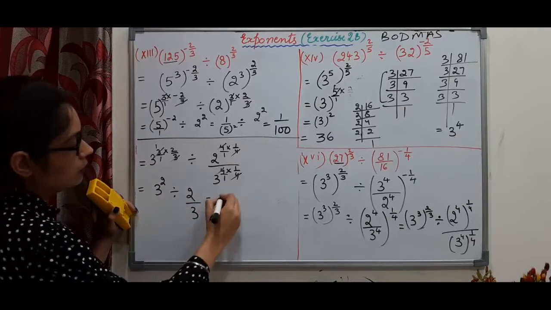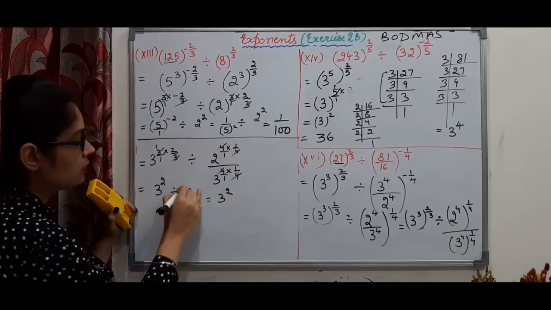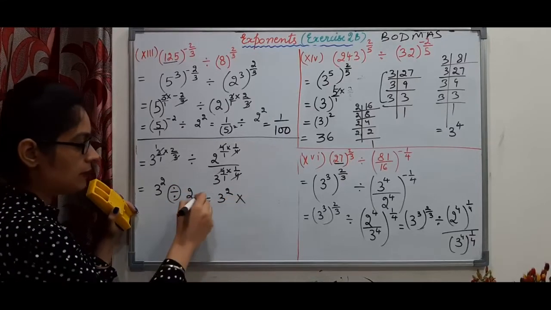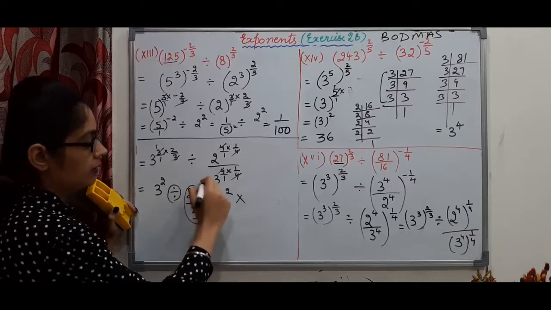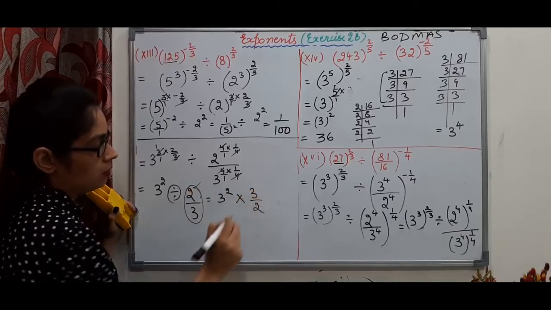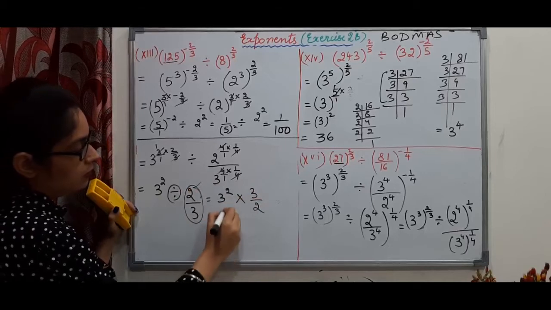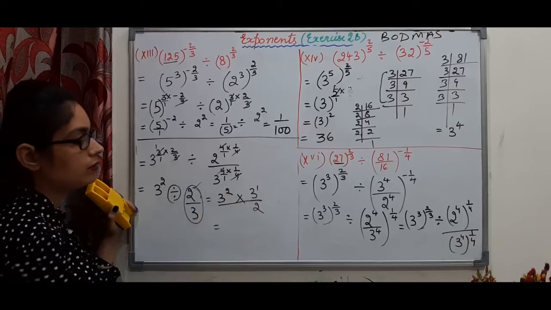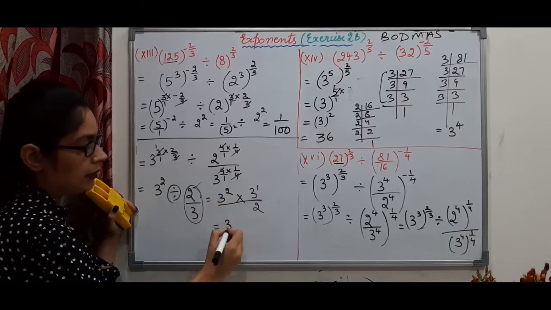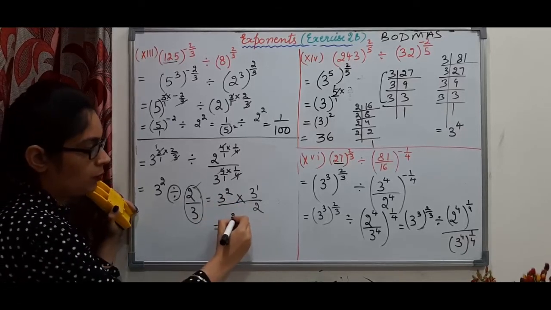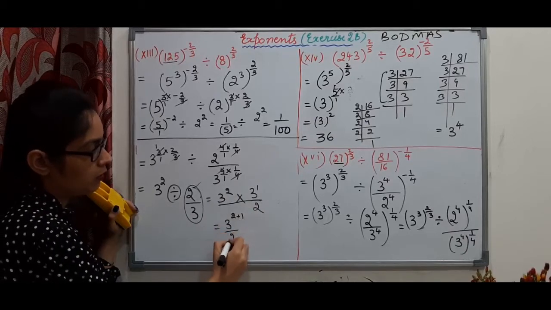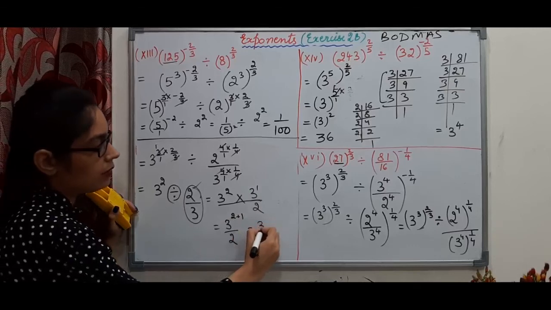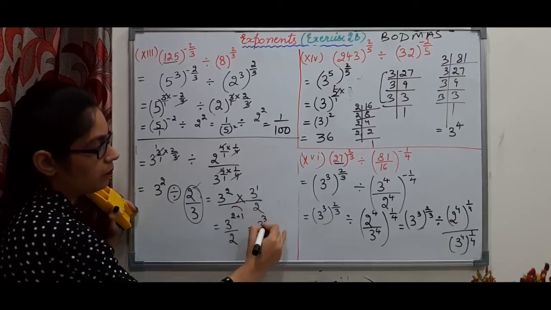Now we can see 3 to the power 2, this division, whenever division is there we can change it into a multiplication sign and we can do its reciprocal. So we can write this this way. Here bases are same, powers we can add by applying the product rule. So 2 plus 1 by 2. 2 we have to write as it is because no other same base is there. So 3 to the power 2 plus 1 by 2 is 3 by 2.